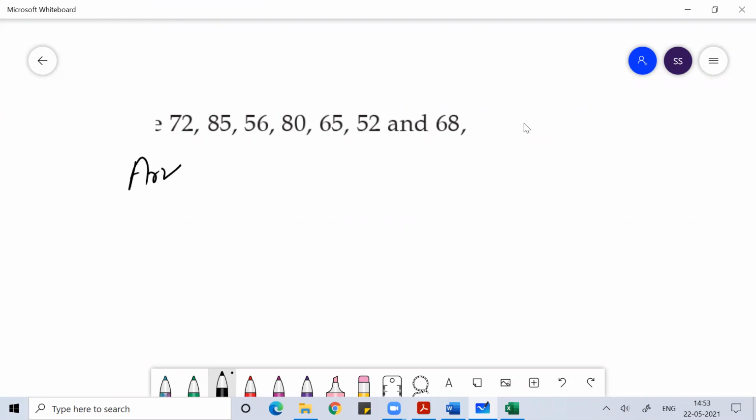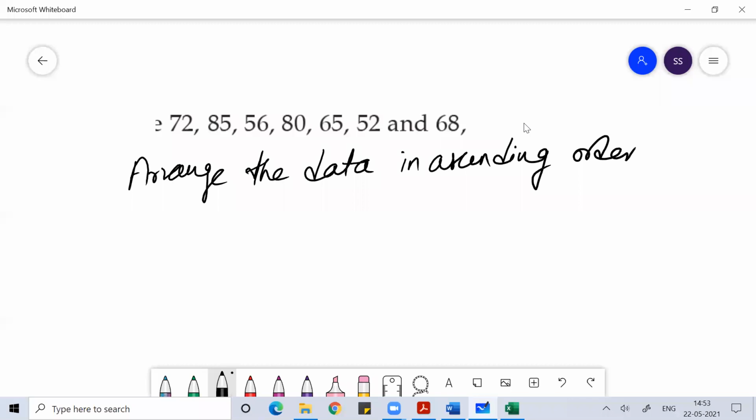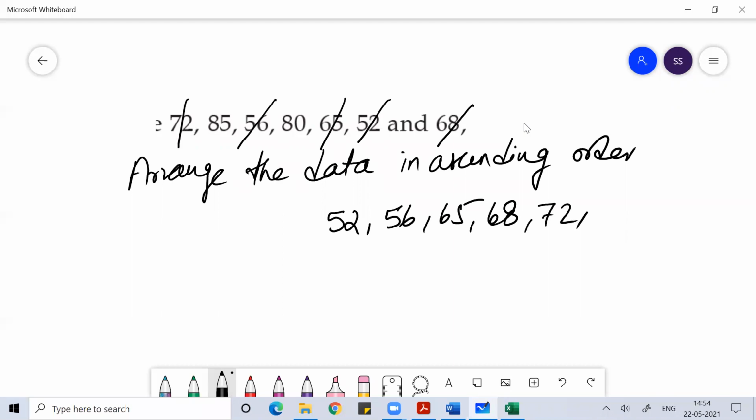So what you will do, first of all, you'll arrange the data in ascending order. So in ascending order, if I arrange the data, this will be 52, then 56, then 65, then 68, then 72, then 80, and then 85. So I arrange the data in ascending order. Okay, so I'll find the n. What is n? N is equal to 1, 2, 3, 4, 5, 6, 7.